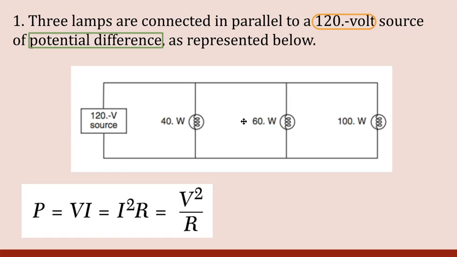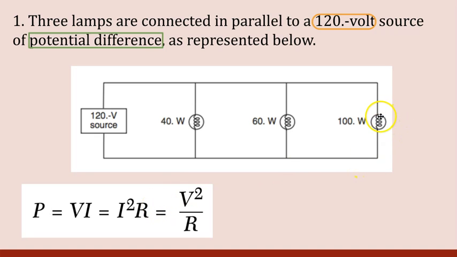But let's double check by looking at the formula for power. Power depends on potential difference and current, or it could depend on current and resistance, or it could depend on potential difference and resistance. It depends on which formula you pick, and these are all interrelated anyway. So we kind of want to look at all three of these variables. The power would only change if one of these things changed.